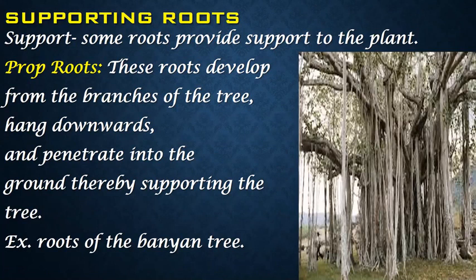Another function of the modified root is supporting, or to provide support to the plant. Some examples of supporting roots are prop roots. These roots develop from the branches of the tree, hang downwards and penetrate into the ground, thereby supporting the tree. These type of roots are generally found in broad canopy trees. Example of prop root are roots of the banyan tree.